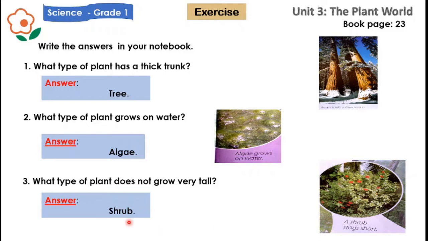So you have to remember that having a thick trunk and being a very large plant means tree. The plant that grows on water is algae, and the plant that does not grow very tall is shrub.